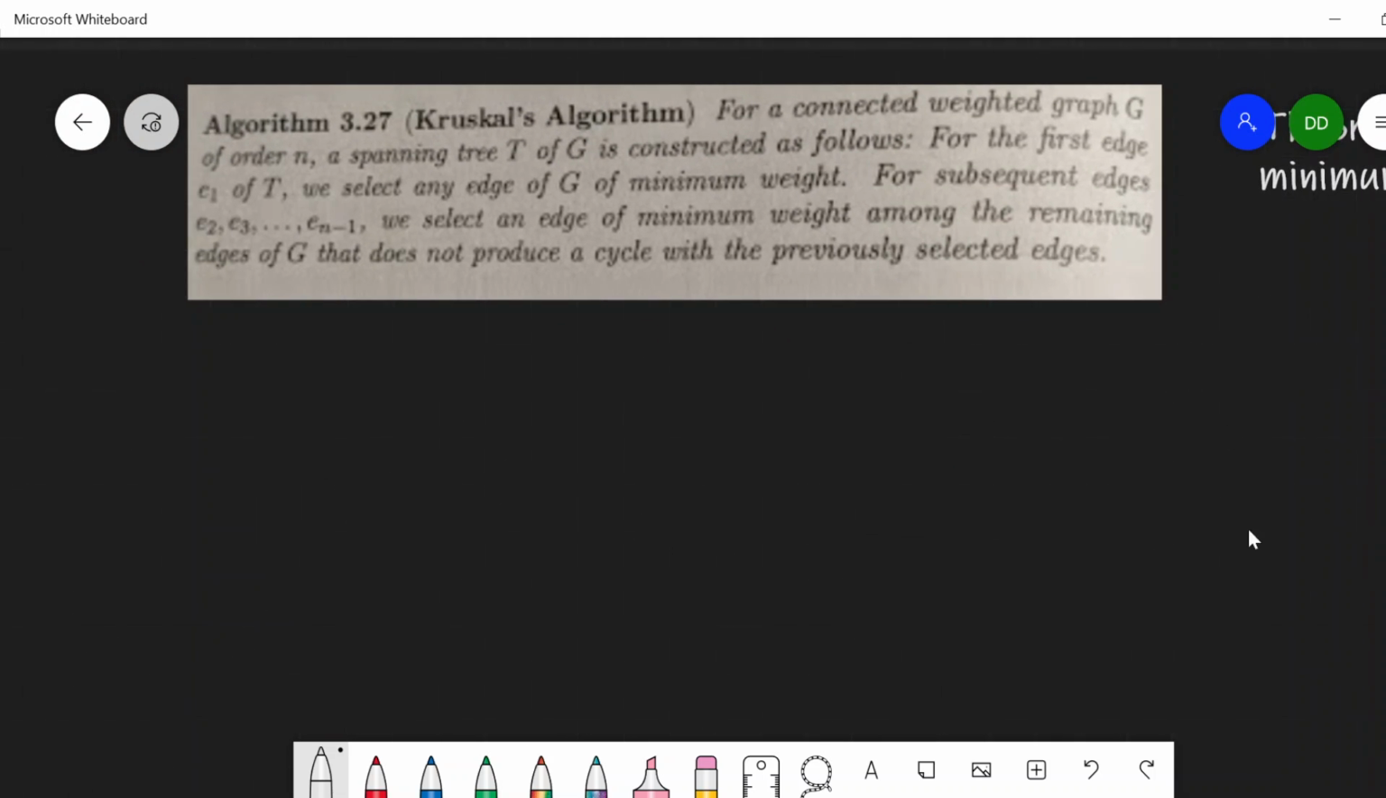Let me take a second to remind you of Kruskal's algorithm. Remember, the idea was we start with the graph G, and we add edges to the vertex set selected from the edges of G of minimum weight and such that that edge does not produce a cycle with the previously selected edges. So we keep adding edges of minimum weight in the edge set of the graph unless that edge produces a cycle, in which case we won't add it, and we'll look at the next minimum weight.